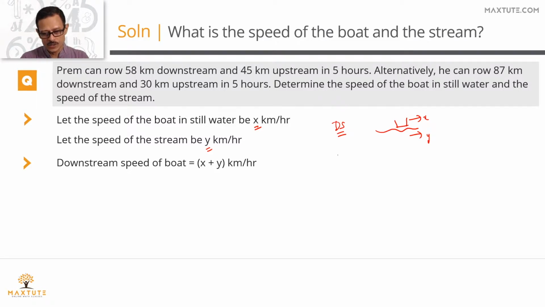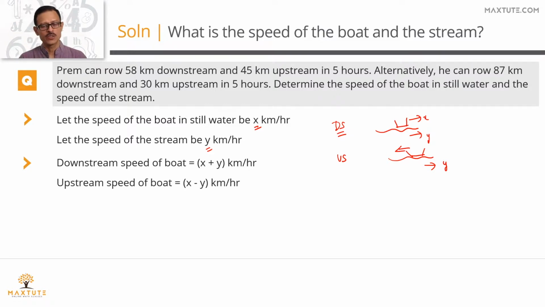The second case, he is rowing upstream. Upstream is essentially the stream is flowing in this direction at y kilometers per hour. Now Prem is moving in the opposite direction. He is moving in this direction. So the stream is going to resist the flow. So his speed is going to be cut down. How much will it be cut down? It will be cut down to the same extent as the speed of the stream. So when he is rowing upstream, the upstream speed of the boat is always the speed of the boat in still water minus the speed of the stream, which is x minus y in this case.